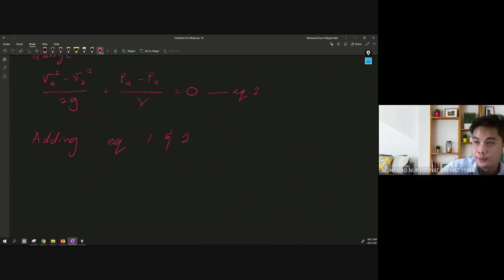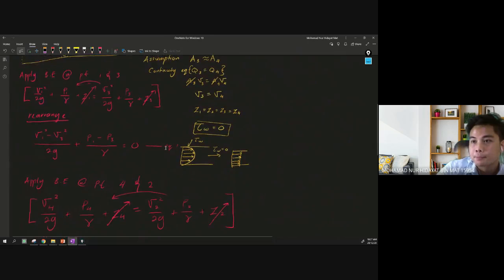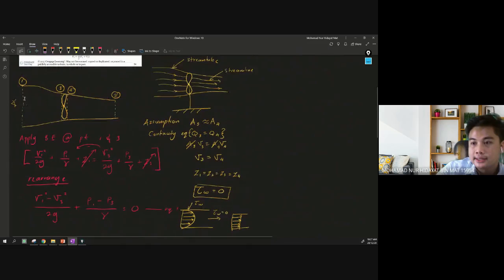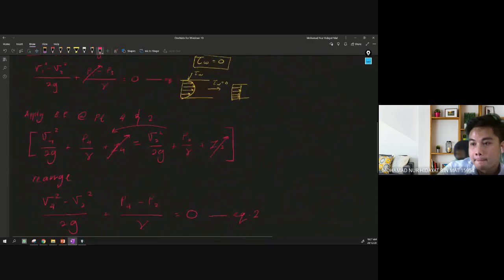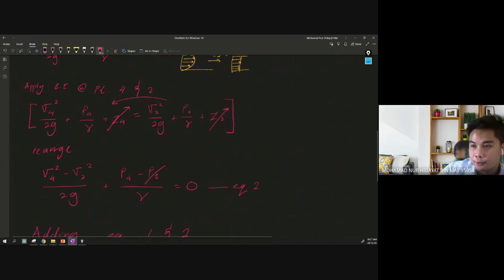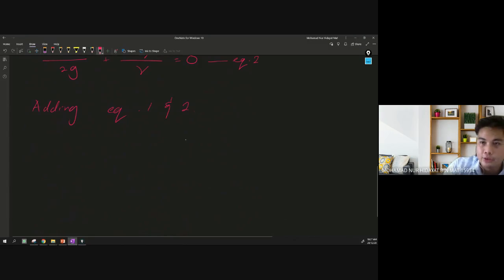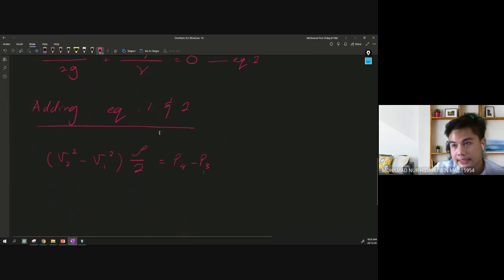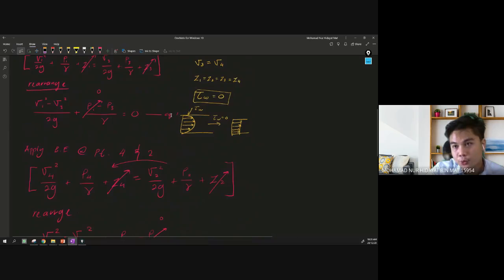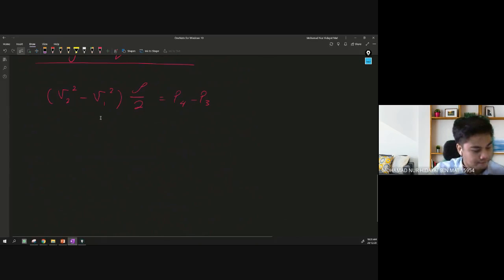Applying equation 1 and 2, you can see here in equation 1, P1, remember our pressure at 1 is atmospheric pressure, so we can cancel it out to 0. And P2 is also atmospheric pressure, we can cancel it to 0. So we can simplify equation 1 and equation 2, leading to this equation. Finally, it will lead to velocity 2 squared minus velocity 1 squared, times rho over 2, equal to P4 minus P3. This is the simplification from equation 1 and equation 2.